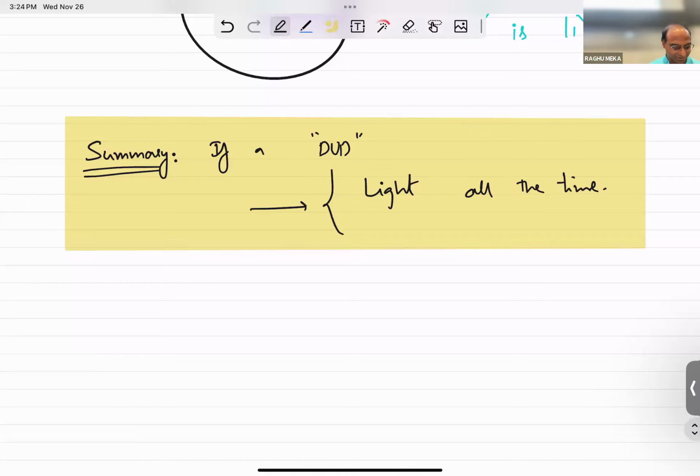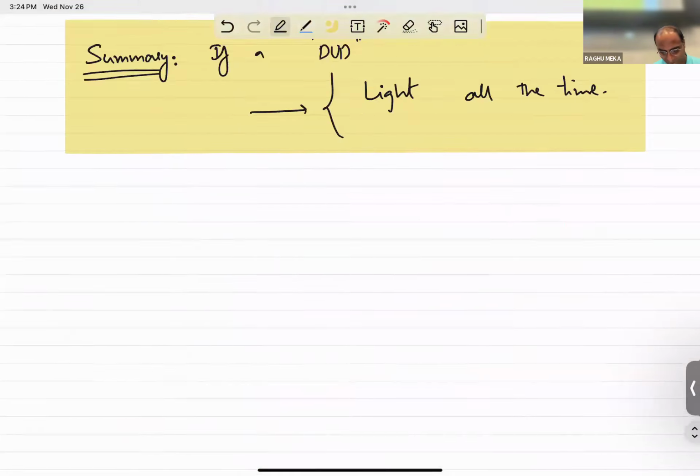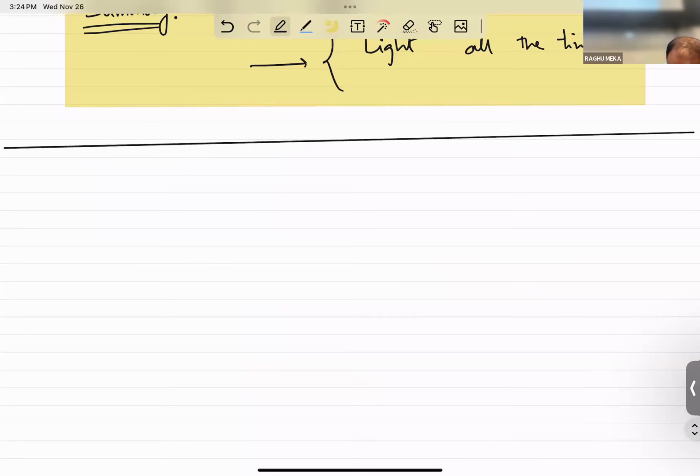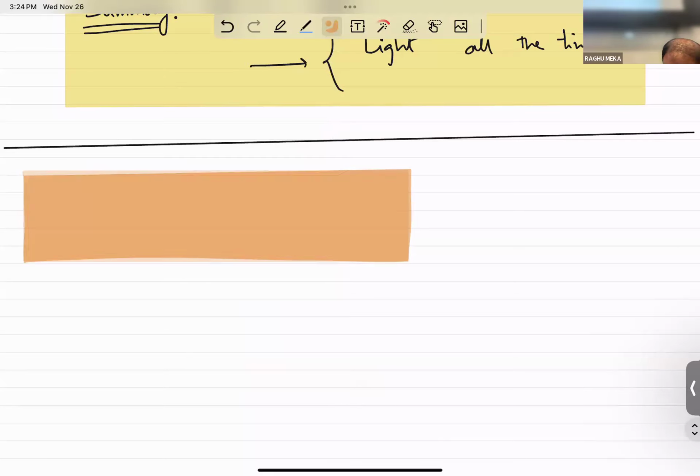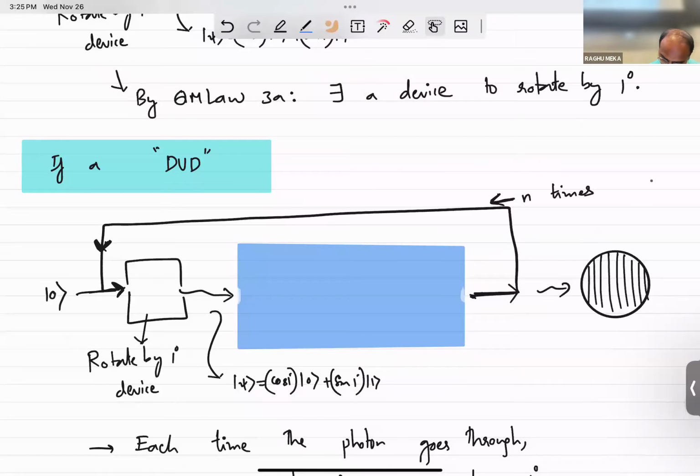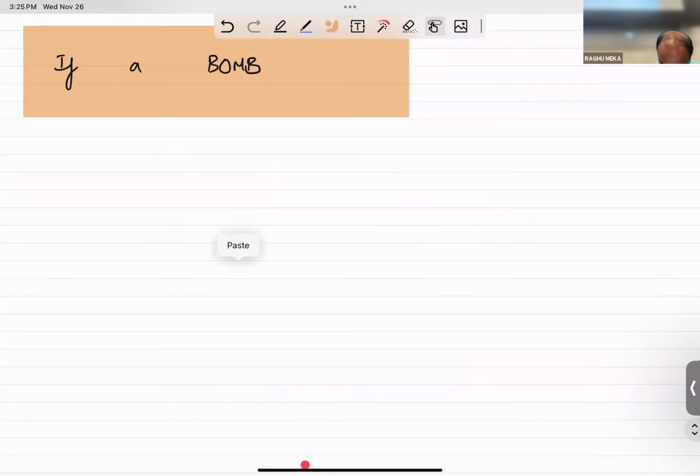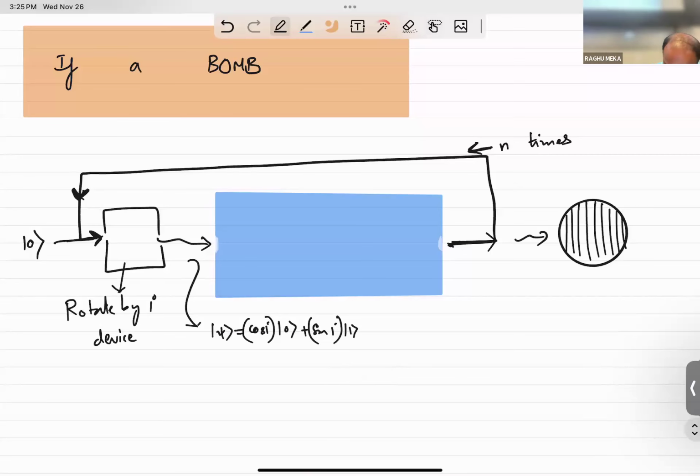Okay. So now let's do the other calculation, which is a bit more involved, but not too much. So if it's a bomb, okay, so what happens? We're kind of doing the same thing, right? Except now, this is the setup, right? So I'm shooting this photon through, rotate by 1 degree, send it through the box. It comes back or it explodes. If it exploded, it exploded. But if it comes back, it gets rotated by 1 degree again and so on.